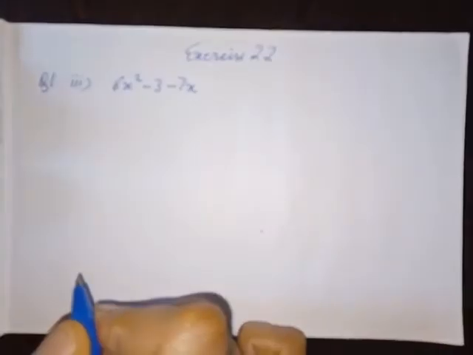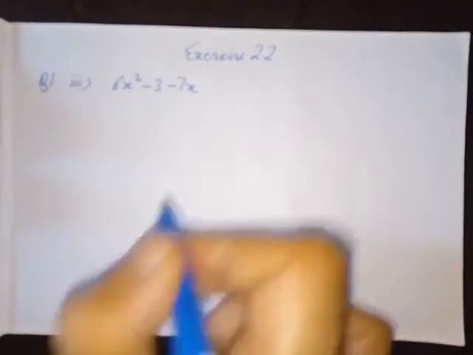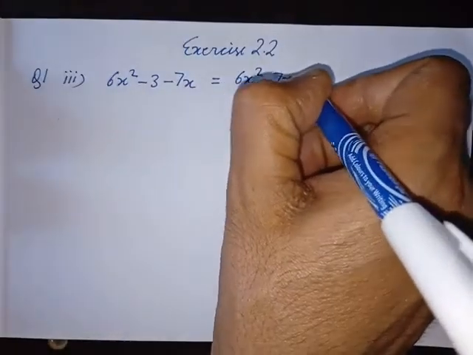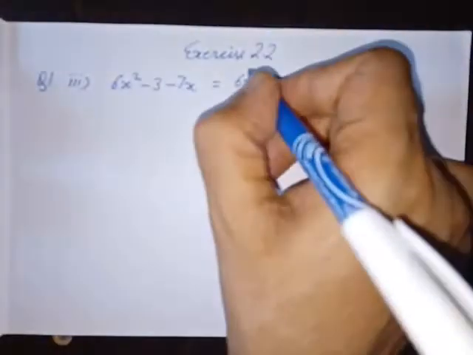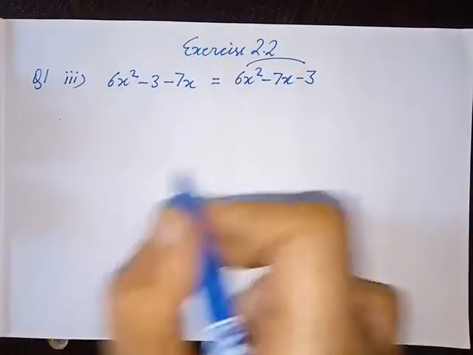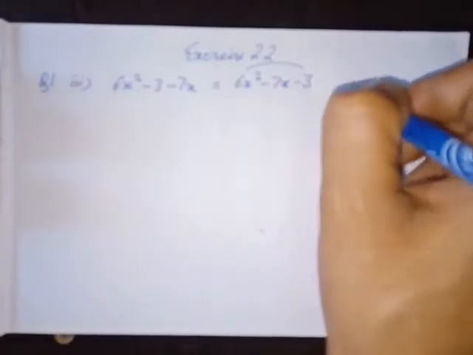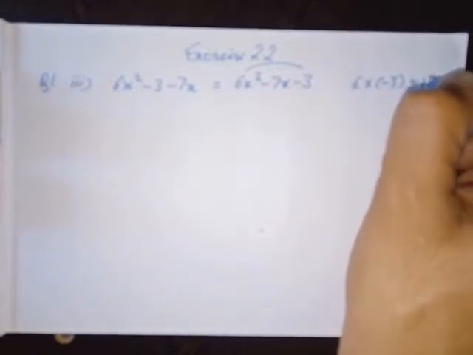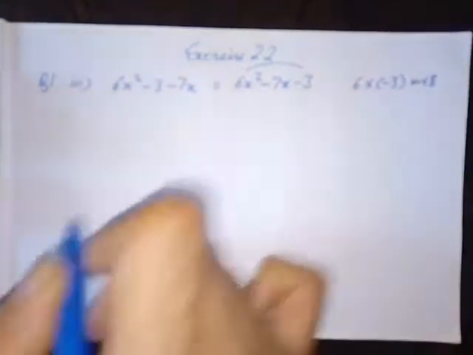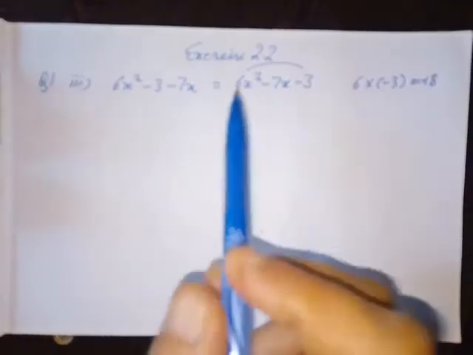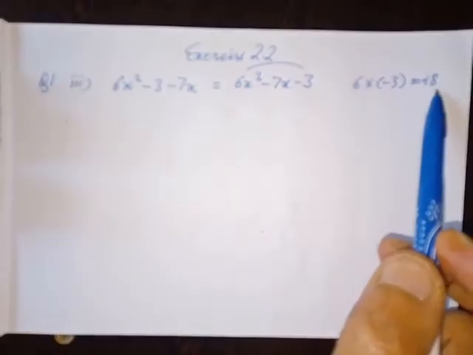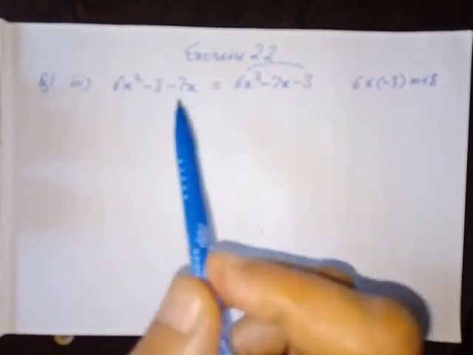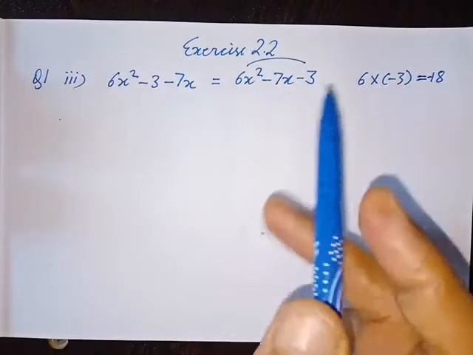As we can see, the polynomial given is not in the standard form, so we have to change it into the standard form. So we get 6x square minus 7x minus 3. Then on multiplying the coefficient of x square and the constant, we get 6 multiplied by minus 3 is equal to minus 18. So now we require two numbers such that on multiplying we get minus 18, and on adding or subtracting we get 7 as a result.